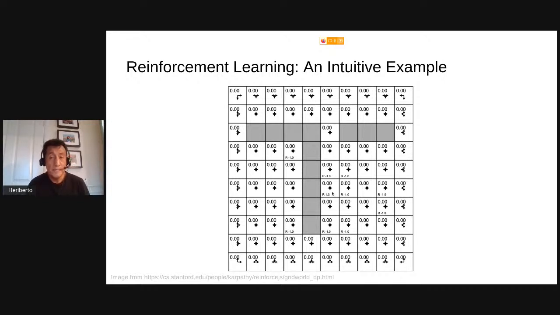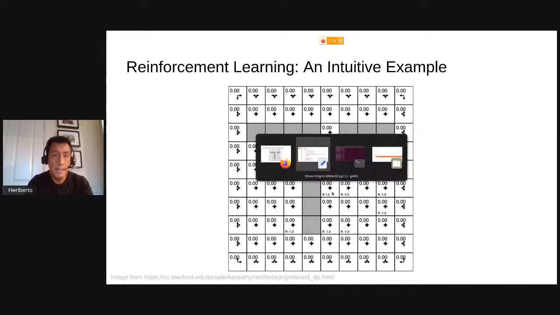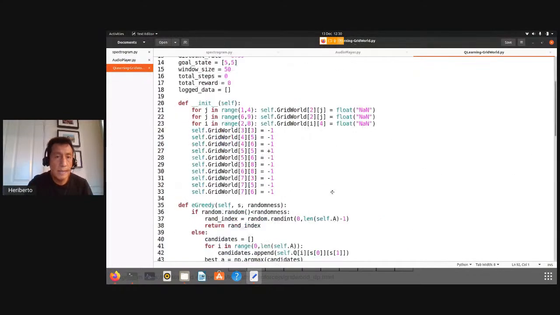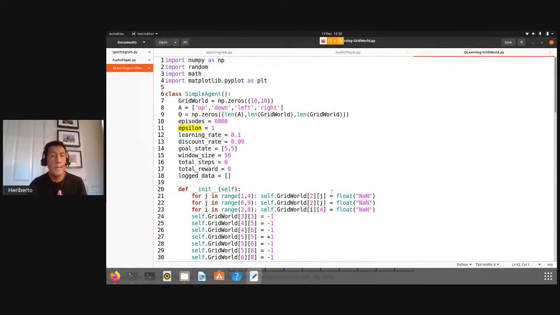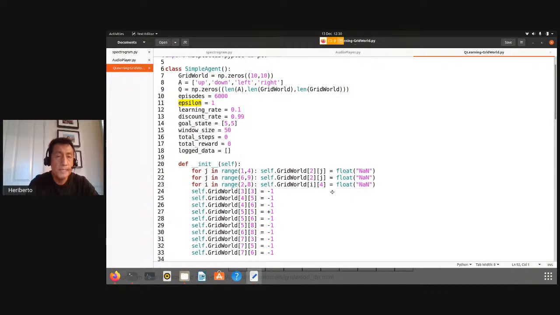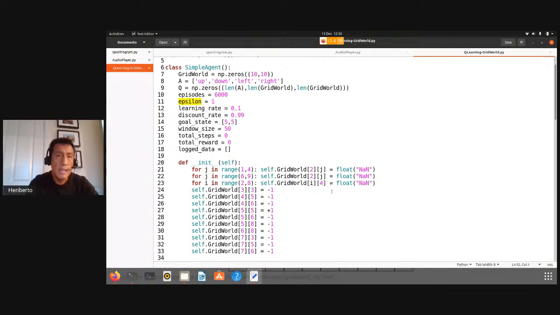Okay, so let's have a look at an example program. I wrote a small class to illustrate this example, and this is a clear example of an AI program, an AI solution.